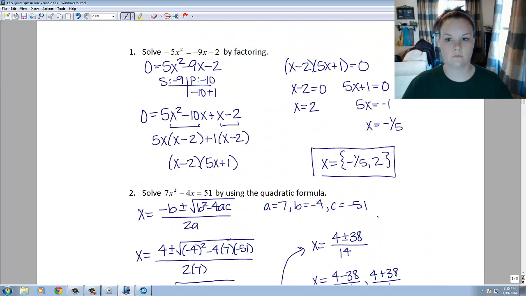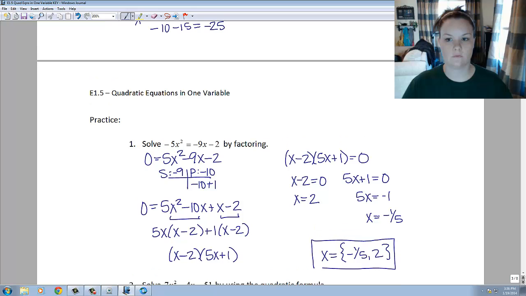On the first one, we have to factor. When we do sum-product, we find the pairing -10 and 1, but our leading coefficient is not a 1, which means we have to replace our middle term and do grouping. Once we get it completely factored, we should have x minus 2 times the quantity 5x plus 1, and it's equal to 0 now. Don't forget it's equal to 0. Don't stop when you get done factoring. So we need to set each factor equal to 0 and solve, which should give us a positive 2 and a -1/5.